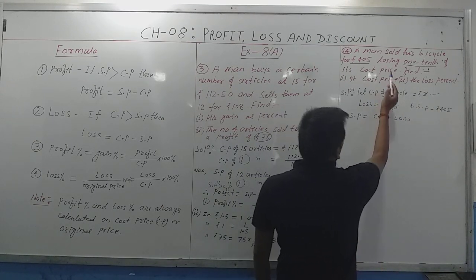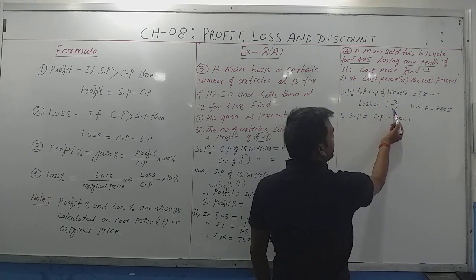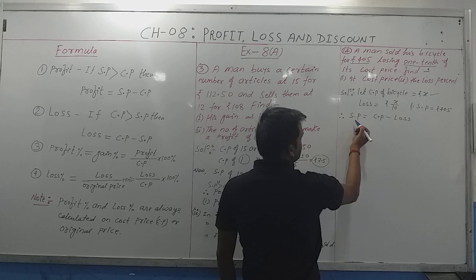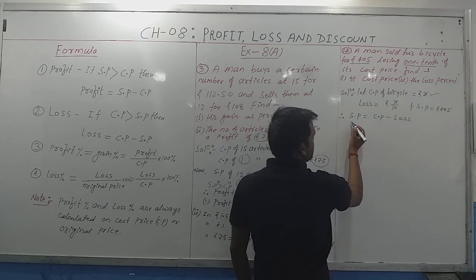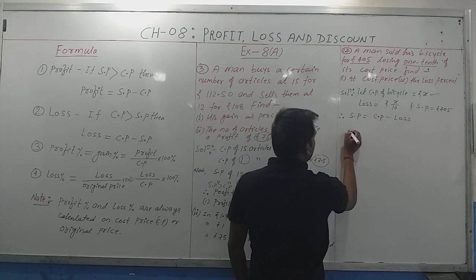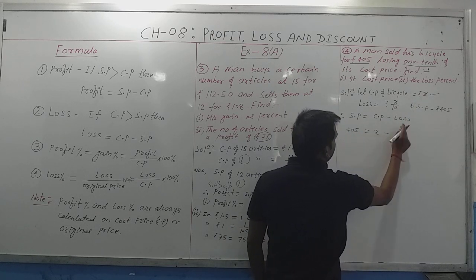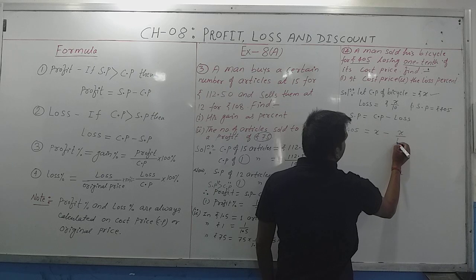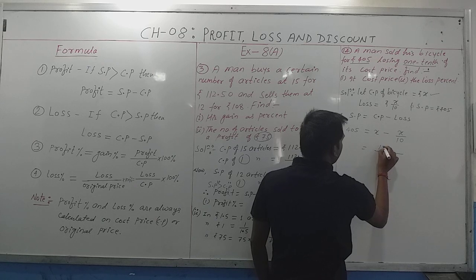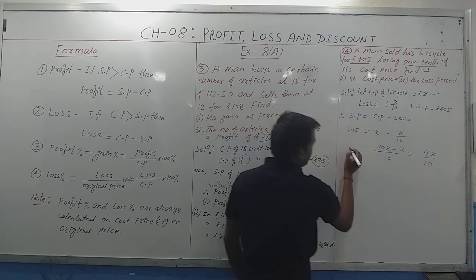Okay. So loss is equal to 1/10 of its cost price. So loss is equal to x by 10 and SP is equal to 405. So what is the relation between SP, CP and loss? SP is equal to CP minus loss. So 405 is equal to CP, which is x, minus loss, which is x by 10. And after taking the LCM 10, this will be 10x minus x, which is 9x by 10.